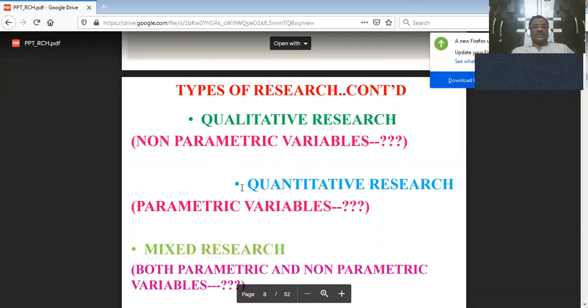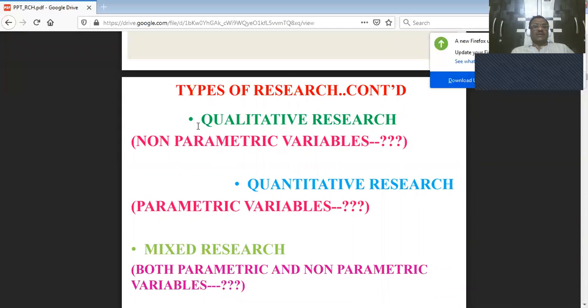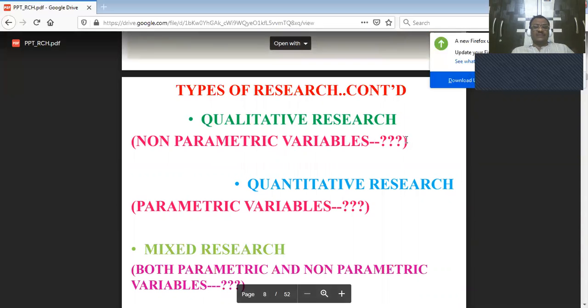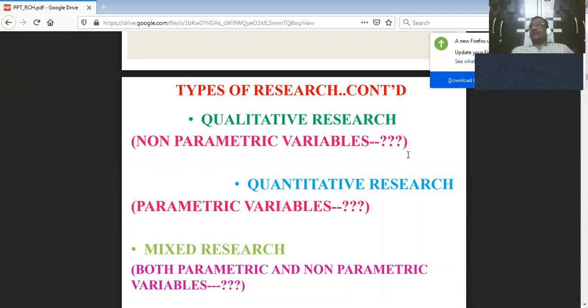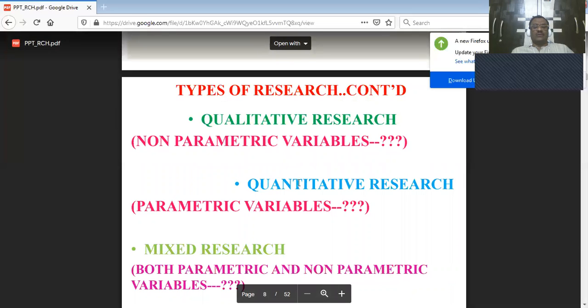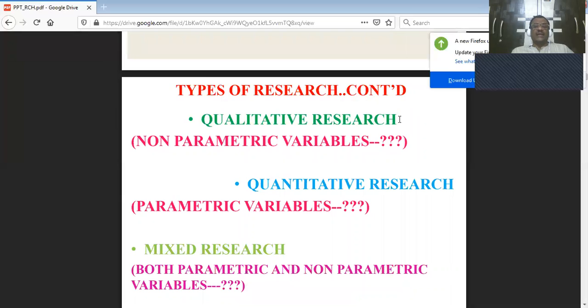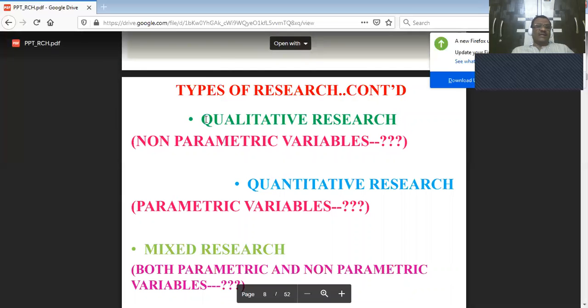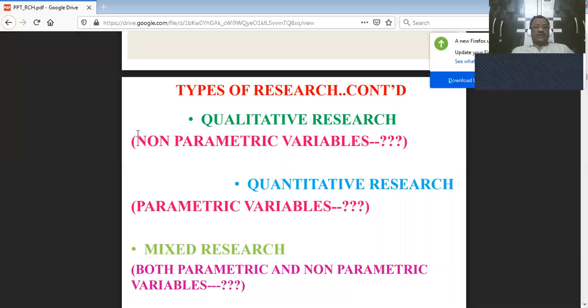A few more classifications are qualitative research and quantitative research. Qualitative research is all about non-parametric variables. In statistics and research methodology, it is most required that you know the differences between qualitative variables and quantitative variables. Quantitative variables are those where you can have a mean and standard deviation. If mean and standard deviation are developed, it becomes your quantitative variable. If they are not developed, it is going to be your qualitative variable.